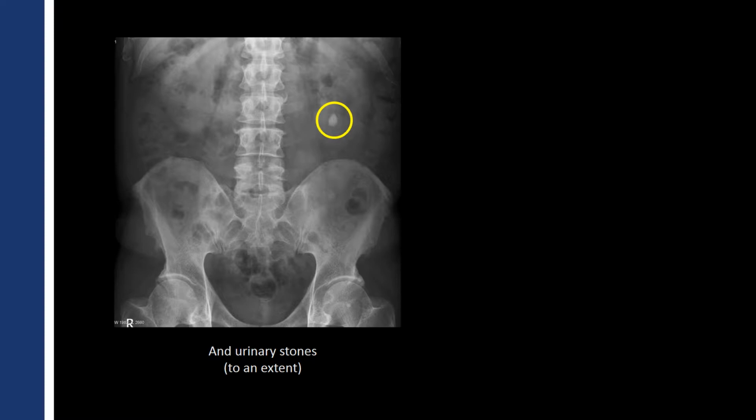Gallstones, however, are not usually calcified. Most gallstones are not calcified, and so most of the time we don't see gallstones on x-ray. Sometimes we can, sometimes they'll be calcified, but most of the time they're not. But urinary calcifications usually are.